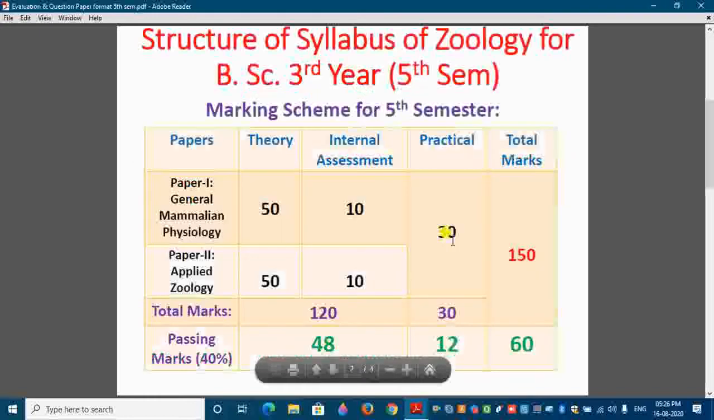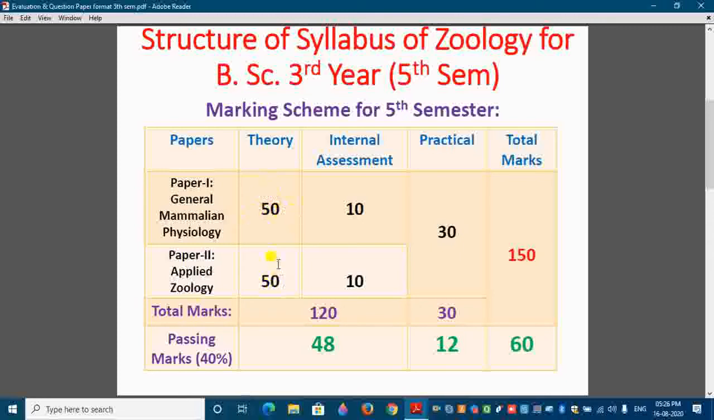Now, we must know about the structure of the syllabus of zoology for the BSc third year, fifth semester. So, what type of marking scheme is there and how many papers are there? You must know there are two theory papers: paper 1, general mammalian physiology, and paper 2, applied zoology. There is an exam on these two theory papers. For every paper there are 50 marks, so two papers carry 50-50, total 100 marks.